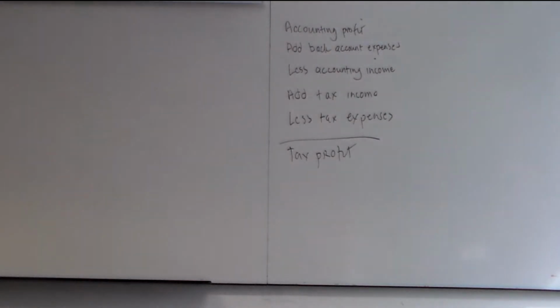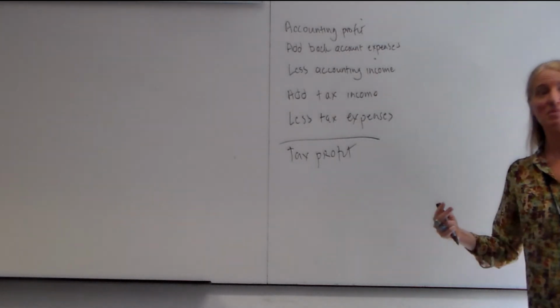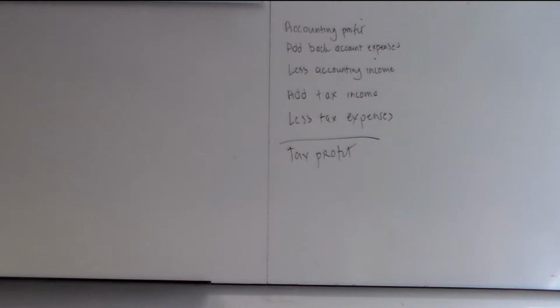Just remember that you're only actually doing that for any expenses or income that are different. So if you've got accounting expense, which is 10,000 for salaries, and for tax it's 12,000, then obviously you're going to add back 10 and subtract 12. Okay. If you've got say electricity, which is 20,000 for accounting, and it's also 20,000 for tax, you don't have to do this because you don't have to make that adjustment. Obviously it's going to make no difference if you add back 20 and subtract 20. Yeah.